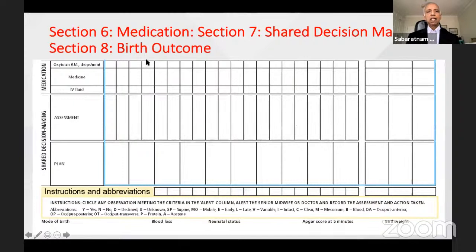Section 6 is medication, especially oxytocin, and if there are any analgesics or IV fluids given. 7 is shared decision making in terms of what is your assessment, in terms of pulse, blood pressure, dilatation, and what's your plan. And the plan has to be discussed with the patient and the companion and written. And these are the alert features mentioned. If it is yes, you put Y, N is no, D is decline, U is unknown, supine, and so forth.